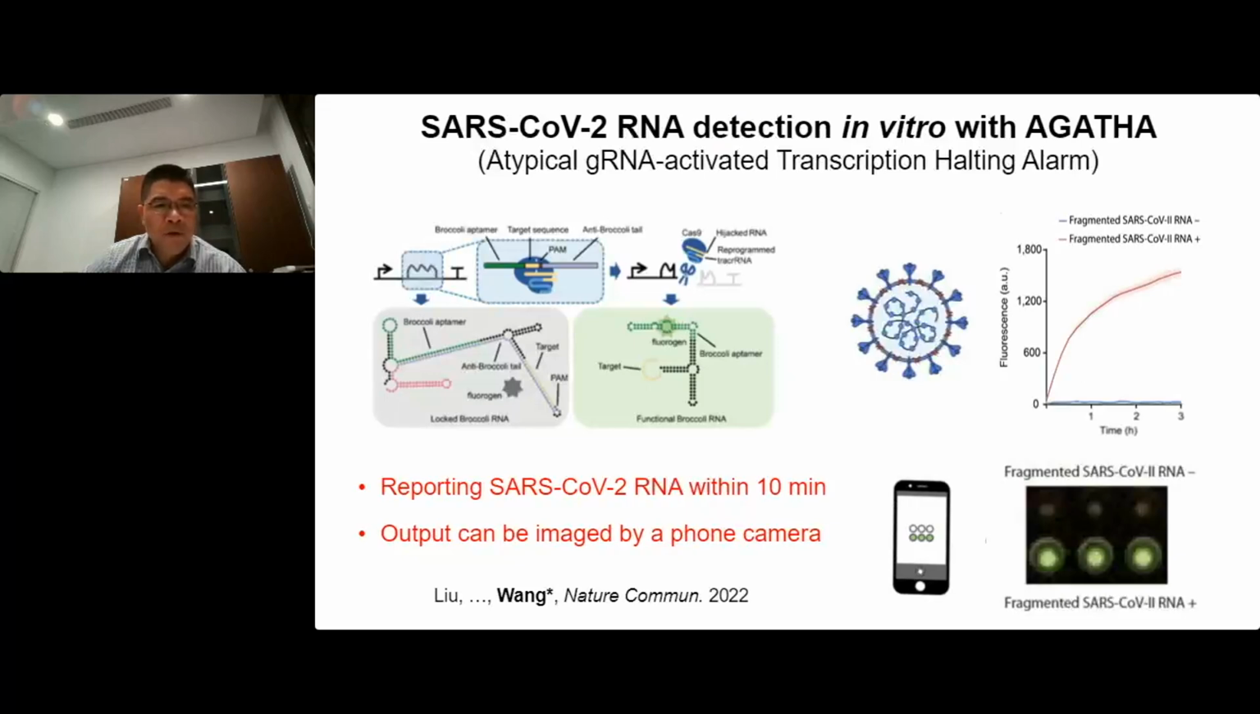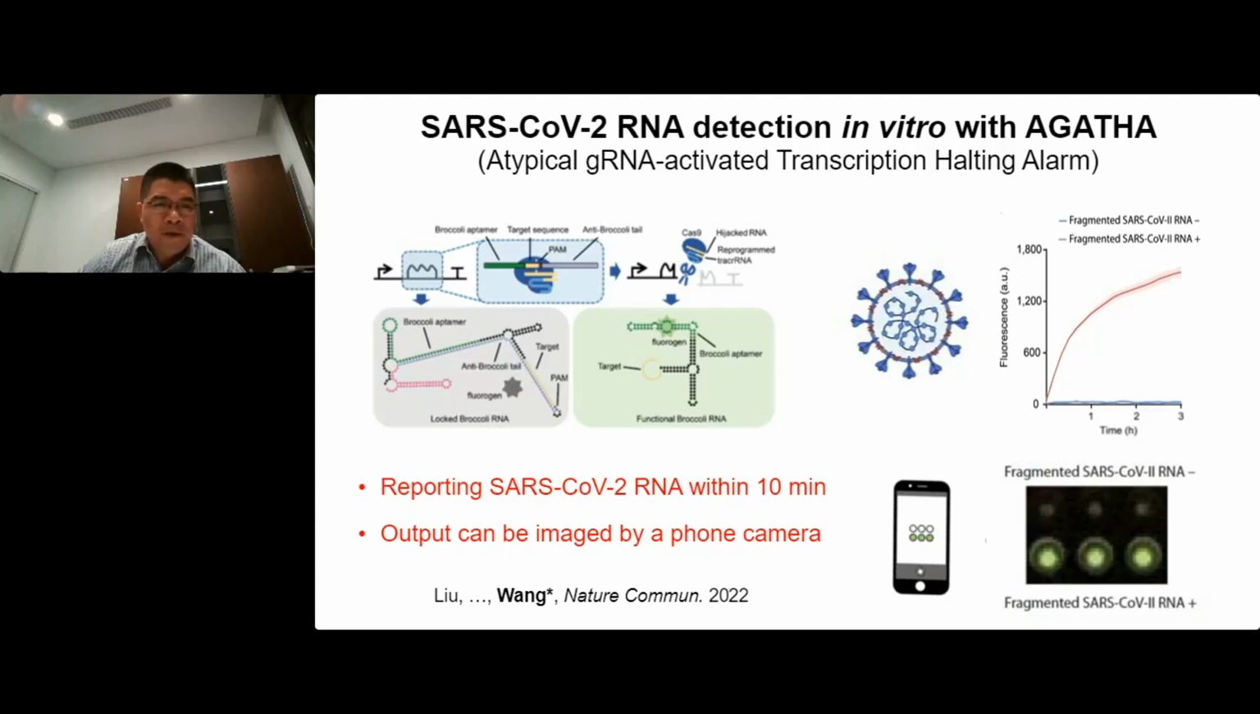So next, we also develop a method that can monitor these environmental RNAs in vitro. Here we designed a circuit in the cell-free systems. This is a DNA molecule that, by default, can generate this locked broccoli RNA molecule.